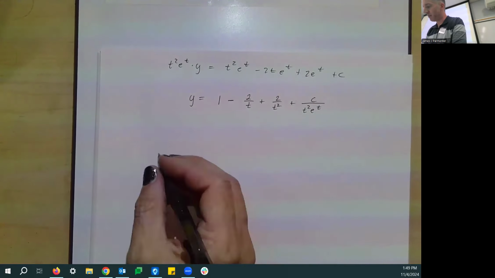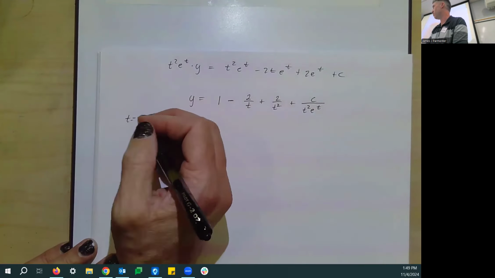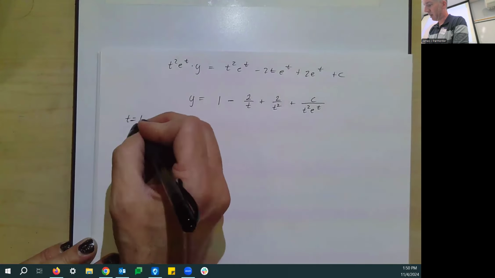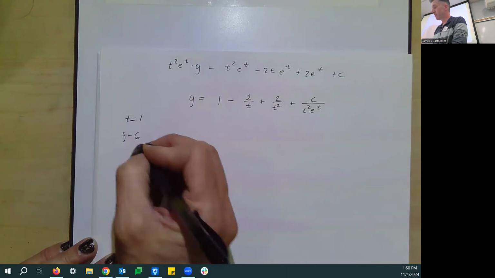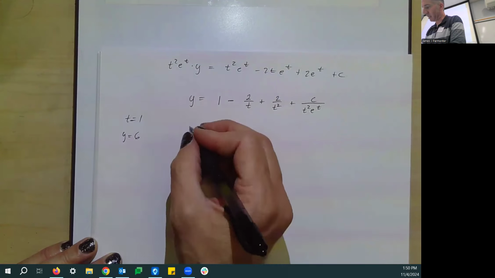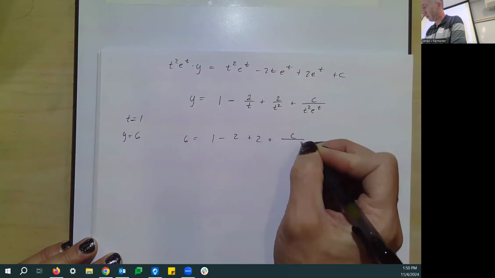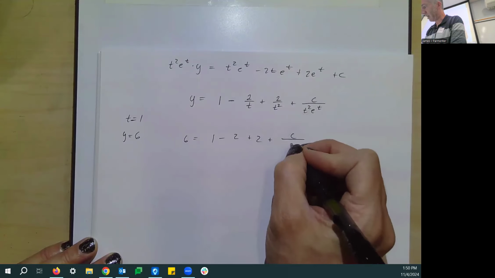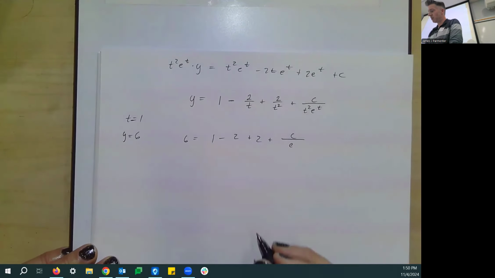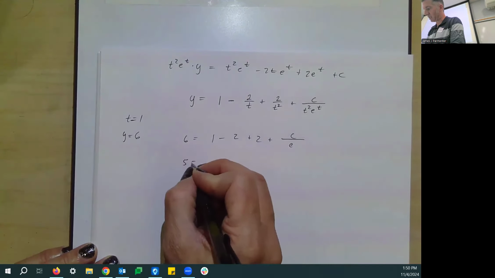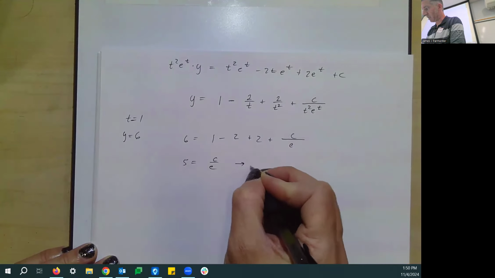And then we can plug in t equal to 1, and y equal to 6, and get 6 equals 1 minus 2 plus c over 1 times e to the 1. Okay, that's less terrible. So 5 equals C divided by e. So C equals 5e.